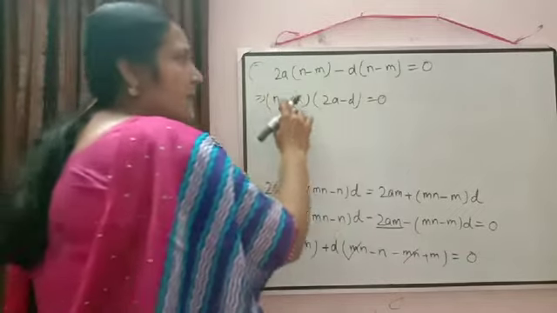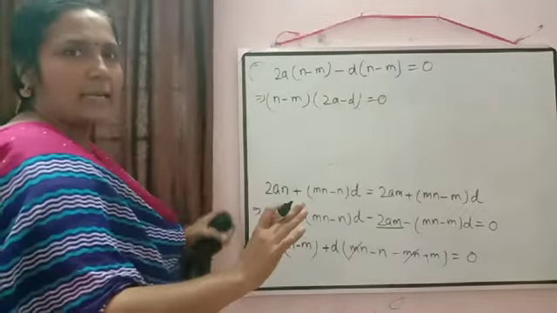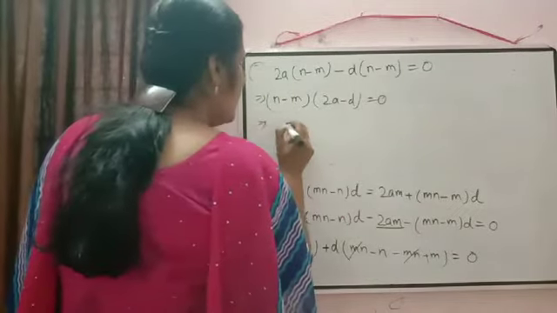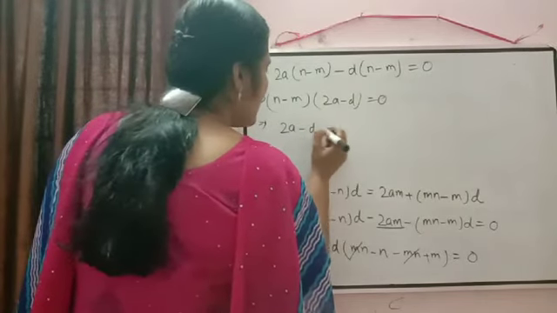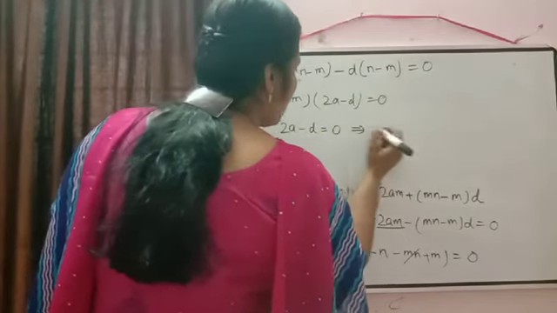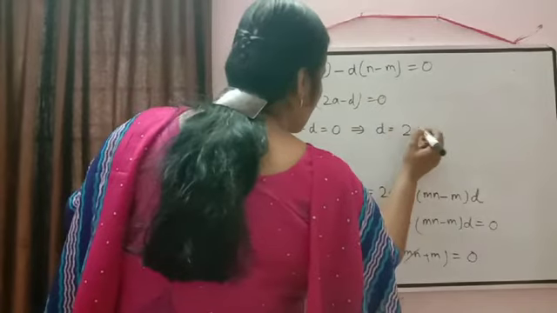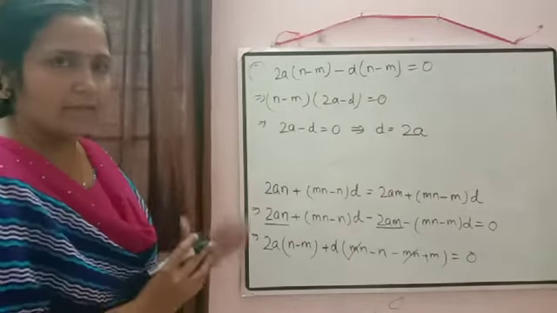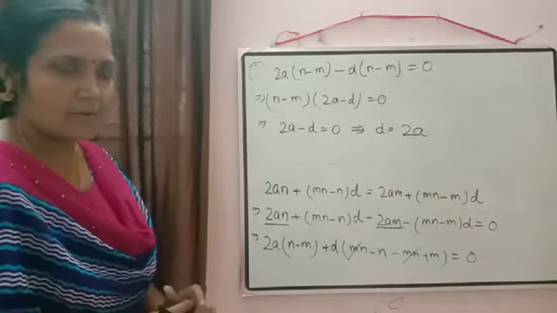Now n minus m we will shift to right hand side. Then it will be 2a minus d is equal to 0. Or what we can write? Yes, d is equal to 2a. So we got here d is equal to 2a.